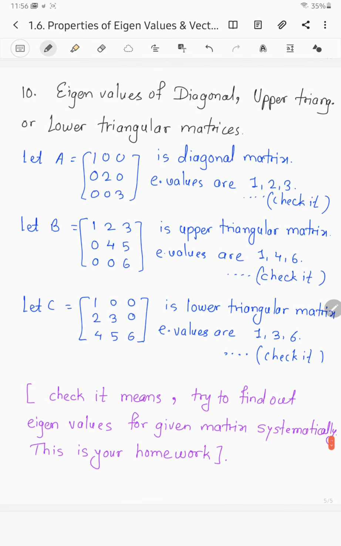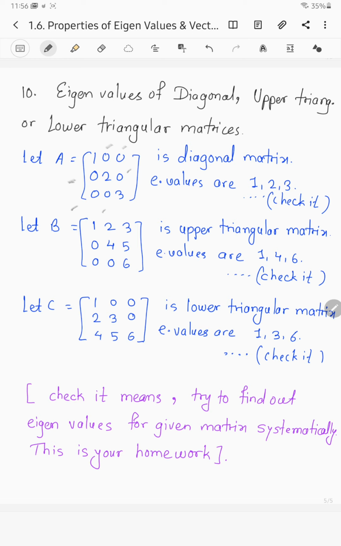Now this is an example of a diagonal matrix. For a diagonal matrix, the upper part and lower part of the principal diagonal are 0. These entries are 0. These entries are 0. Eigenvalues are 1 2 3. This is an upper triangular matrix B. B is an upper triangular matrix.